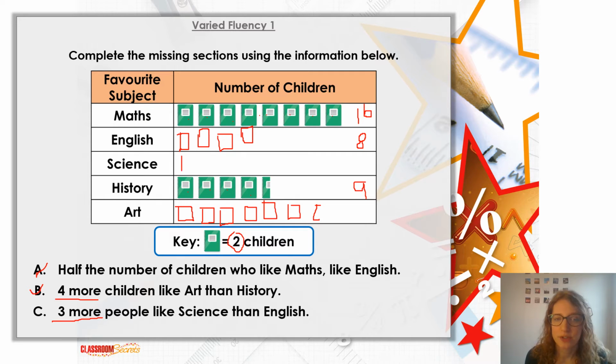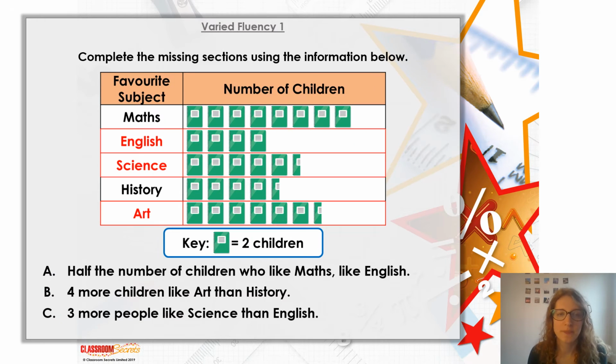So we've got 2, 4, 6, 8, so it's the same as English there, and 3 more. So I'm going to add 1 whole book, which is 2 children more, and half for that extra 1. Okay, so well done if you spotted all of those. Okay, so a neater version than mine should look like this.